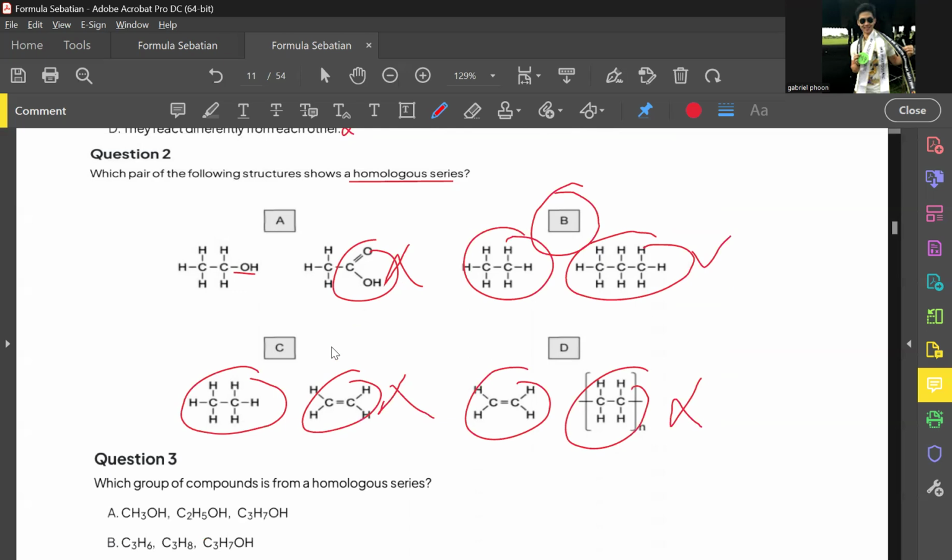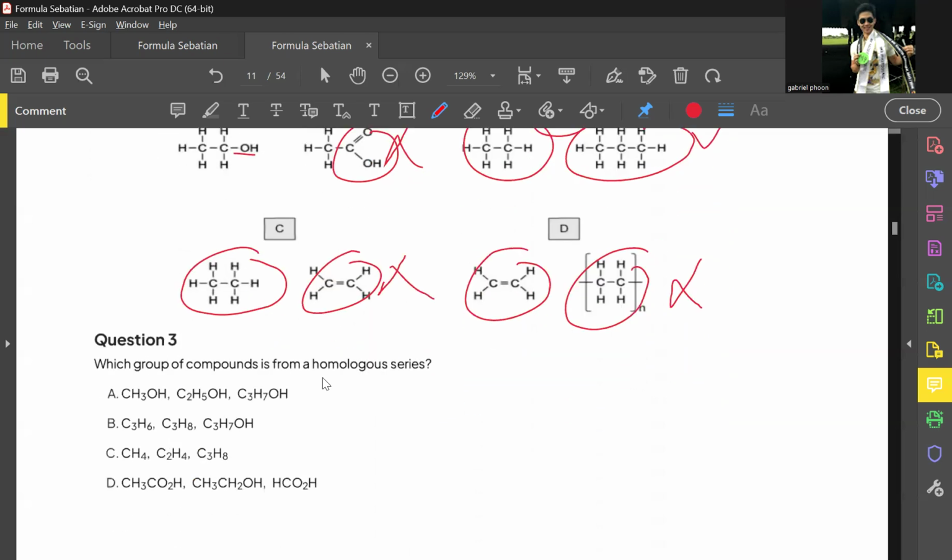Which group of compounds is from a homologous series? OH, OH, OH. Probably this one, right? Then all this, alkenes, alkanes, and then alcohol, no. This alkane, no. O C double bond, carboxylic acid, alcohol, acid, no. So only this one, because they're all alcohols, guys, with the OH group.